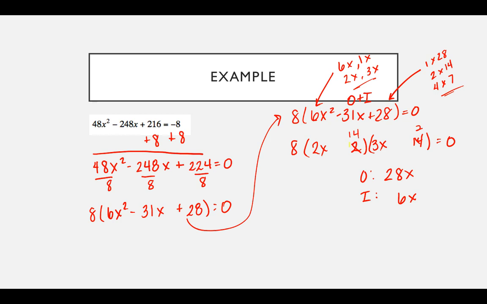So maybe I have to switch it up, and maybe I have to try the 6x and 1x instead of the 2x and 3x. And again, like I said, this is some trial and error, and it will get easier as you get some more practice. You'll start to recognize things that will work faster than others.